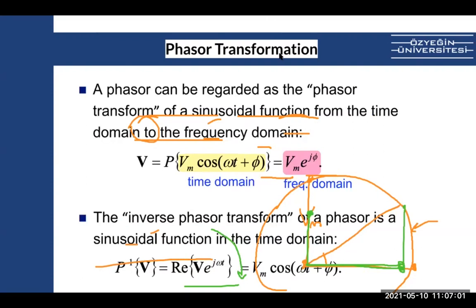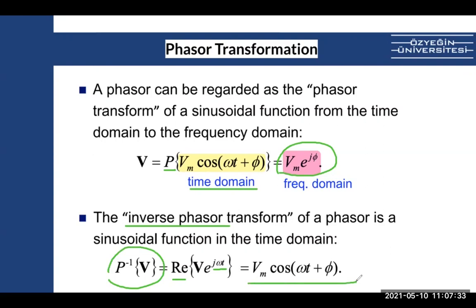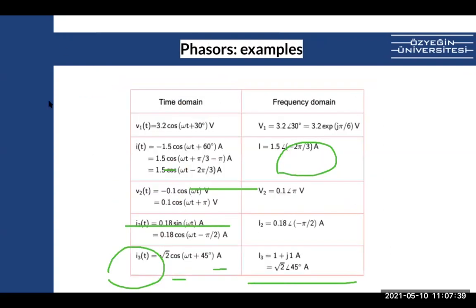Phasor transformation, that's what I already taught. You take a time domain signal, you take the transform, and this becomes your phasor in frequency domain. If you want to take the inverse transform, as I mentioned, you multiply it with the exponential j omega t, which we call the carrier. Then you take the real part of it, and that's called the reverse or inverse phasor, and that gives you back your time domain signal. This is what I explained.